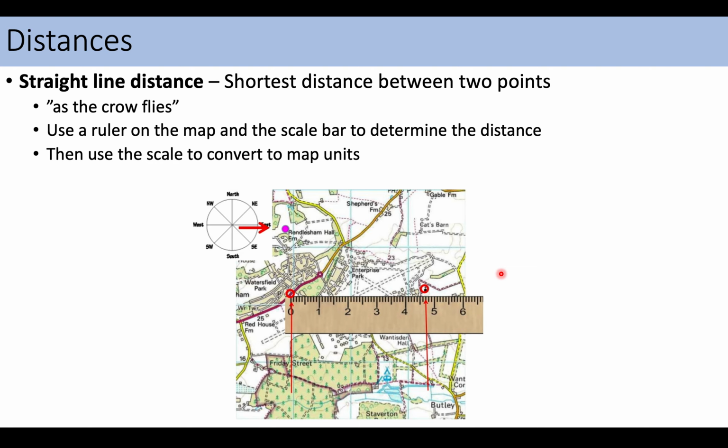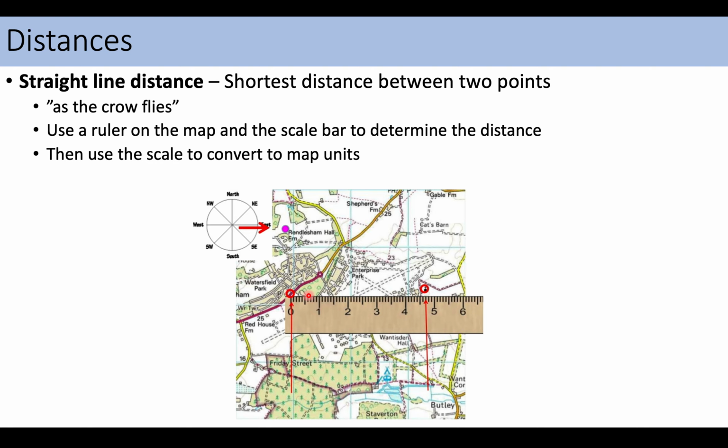So to do that, there are two different ways. We can calculate a straight line distance, which is just the shortest distance between two points, or, as they say, as the crow flies. So just a straight line from this point to this point. You can measure with a ruler the distance between them.